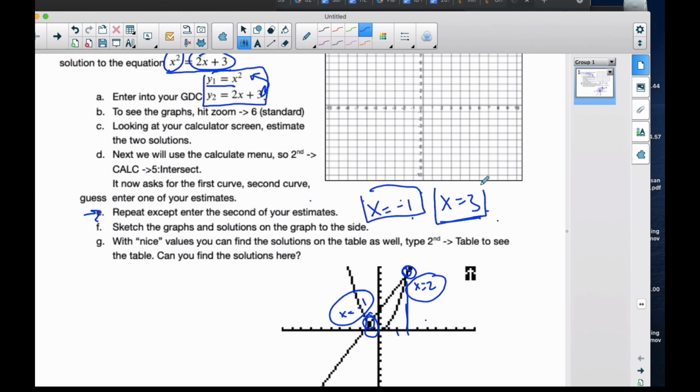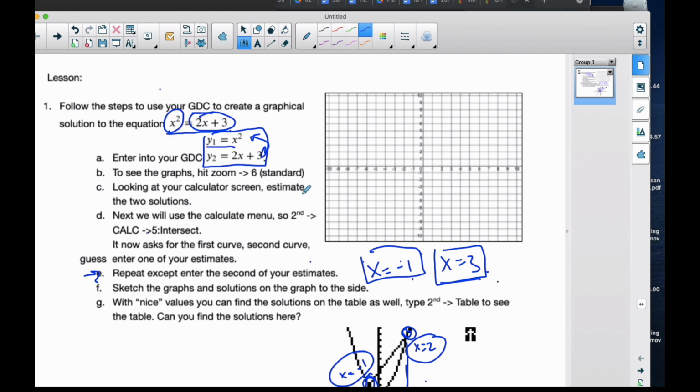So I have my two values that I used with my calculator to find my solution. If I sketch it, I know the one equation was doing this, and the other equation was doing this, something like this. And then I go, here is x is equal to -1. Here is x is equal to 3. And now I have a graphical solution.